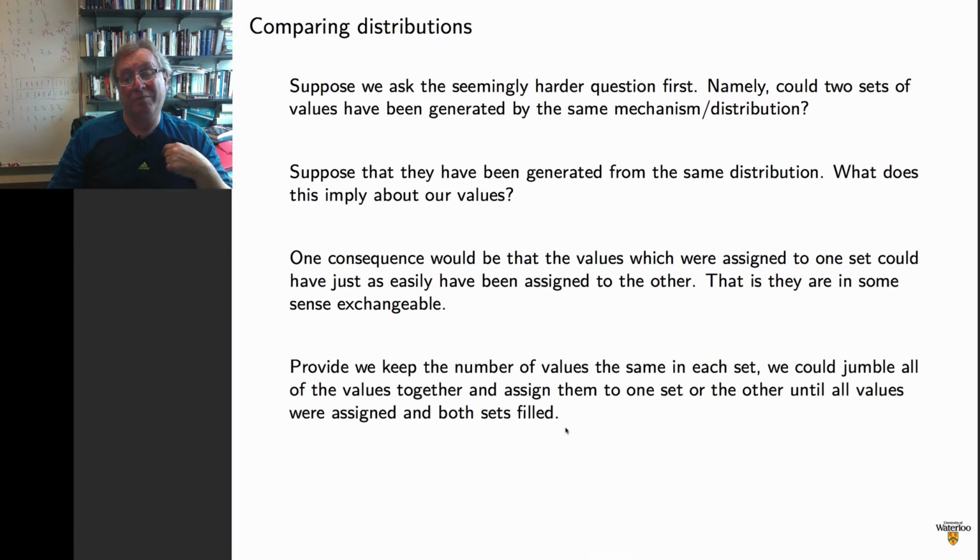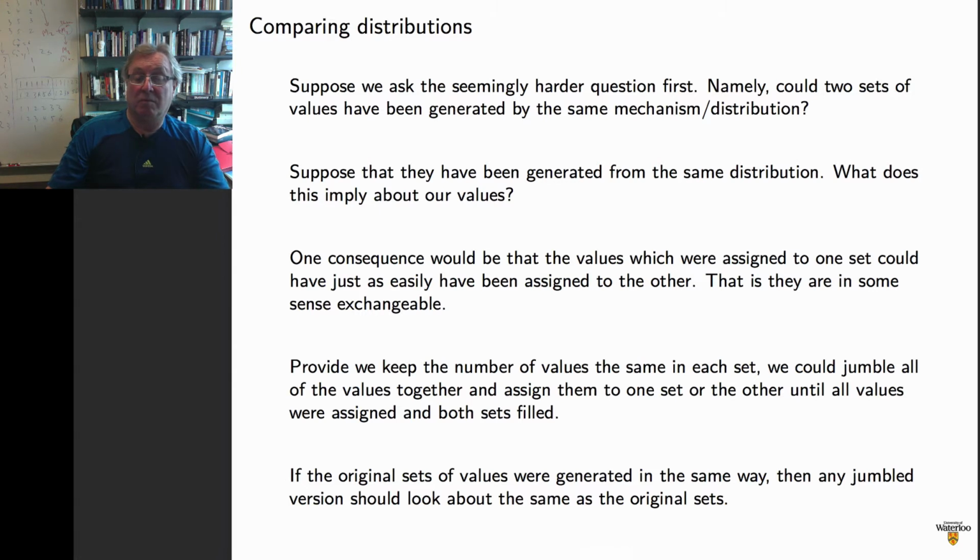So one way of assessing this is we could look at all the possibilities. And what are the possibilities? If we have two sets of values, we might think of combining them into a single set, jumbling them up, shuffling them, and then separating them at random into two different sets and seeing whether or not that looks something like the data that we had. So we could jumble them all together and assign them to one set or the other, and then see whether or not they look the same as the original sets.